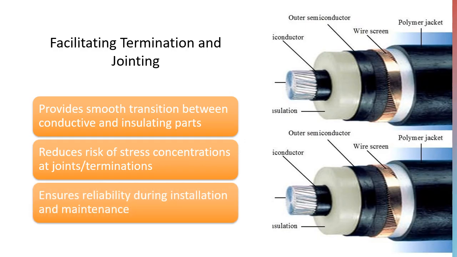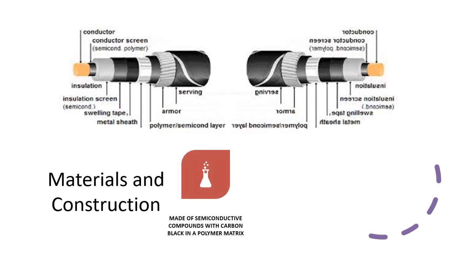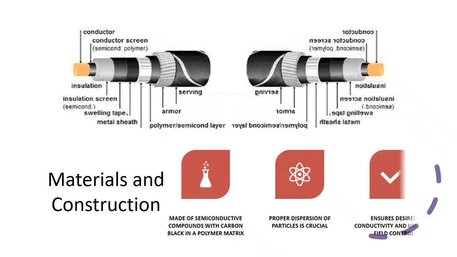Materials and construction. These semiconductive layers are made of specialized compounds. Typically, carbon black is dispersed within a polymer matrix. The proper dispersion of carbon particles is crucial to achieve the right level of conductivity. This ensures that the electric field is controlled and distributed uniformly throughout the cable.